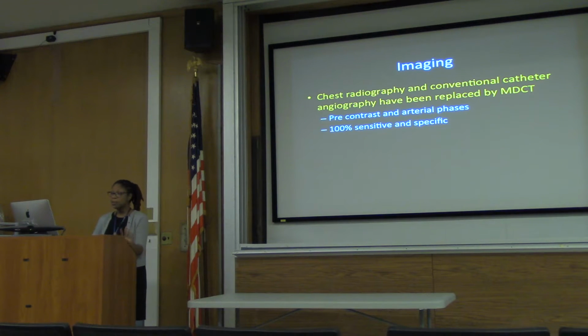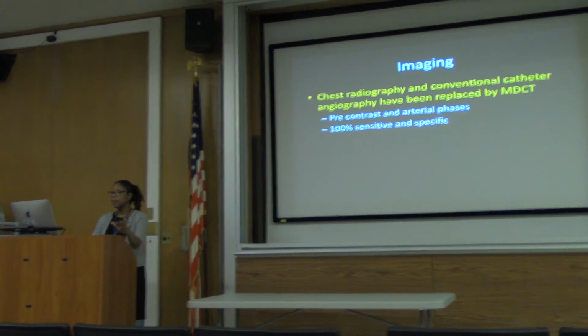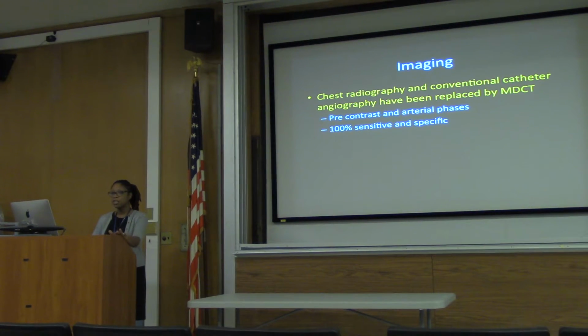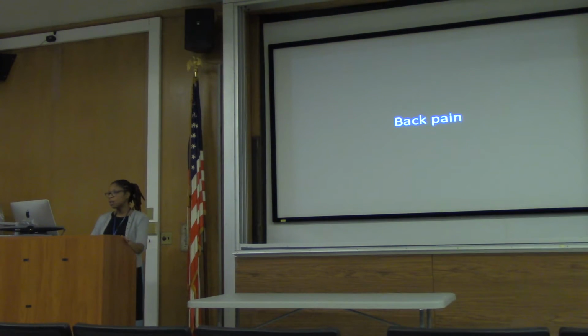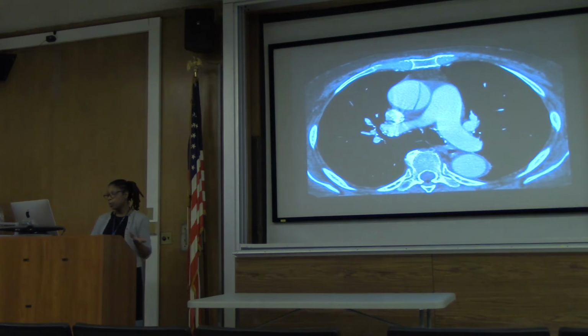I would just mention that it's very important that we do pre-contrast and arterial phases. As you will see, there's no way for us to distinguish between, say, an intramural hematoma versus even a dissection or even an aneurysm without the pre-contrast study. So that's absolutely necessary. And if it's not performed, then it's a suboptimal study, basically. So we're going to talk about the acute aortic syndrome. So this patient is coming in with back pain. And what do we see here?